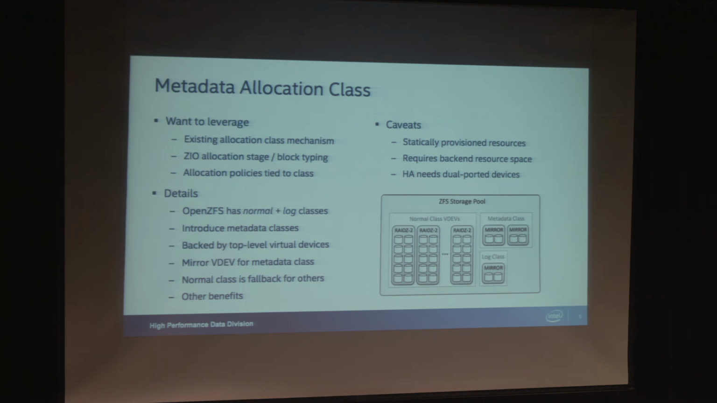So let's see. Some of the caveats of an approach like this is that it presumes that you have space in your array or in your budget to put all your metadata in a separate tier. And in some cases, that makes sense because metadata is 5% in the worst case, but typically a lot smaller because of compression.